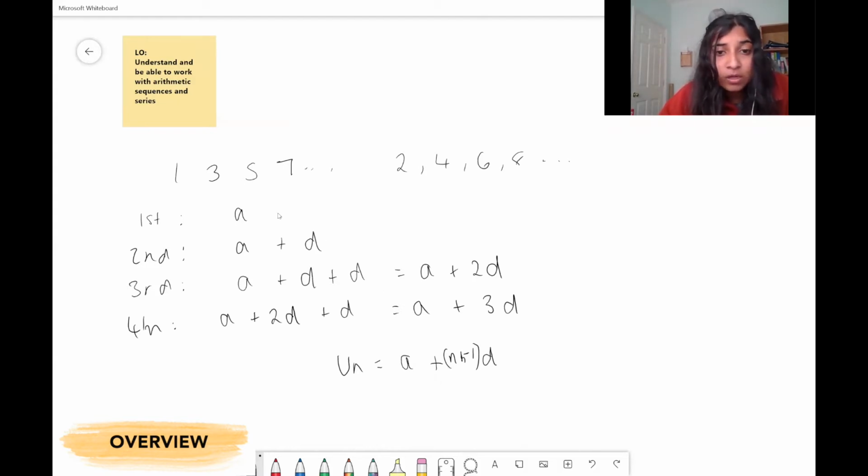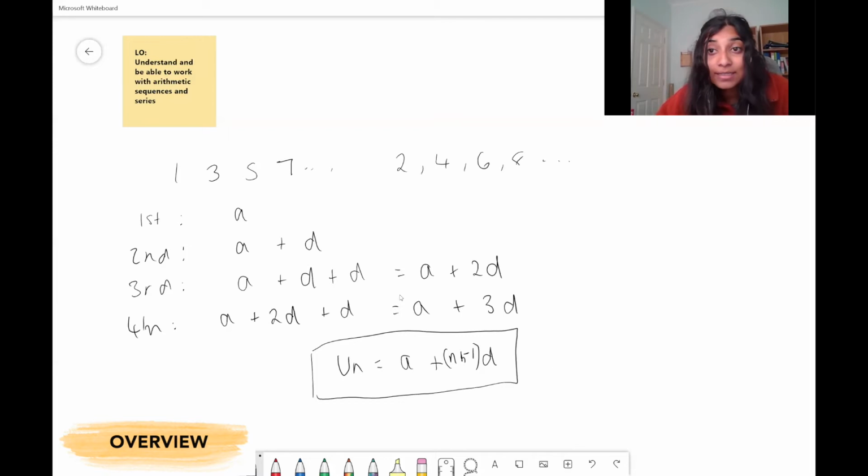With the first term, n is 1, so that cancels out and you just end up with A. For the second term, n is 2, so you get 2 minus 1, which is just D. So that's how you write out the nth term of the sequence. This is your formula for the nth term of an arithmetic sequence, so make sure you memorize this.